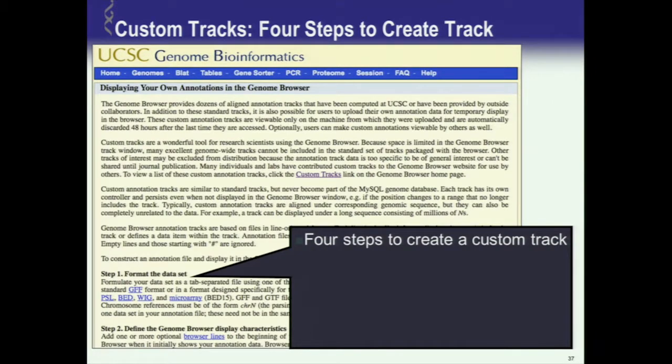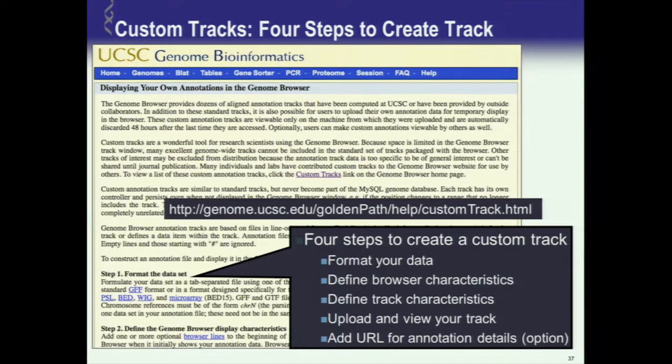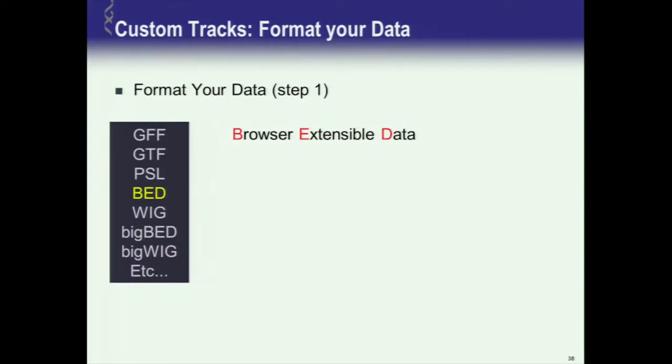But basically, if you go onto that help page, it will tell you the fundamentals of setting up a custom track. So you basically have to get your data in the right format. You have to tell the Genome Browser how it's going to display that custom track, and then upload it, and it's available for viewing. Okay, so let's say you have your data. This is how you would go about making it as a custom track.